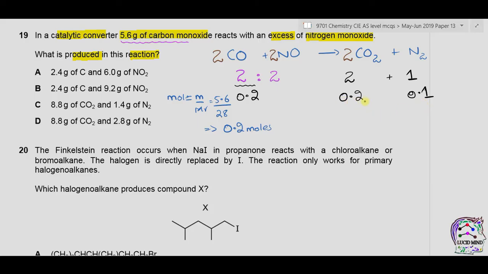Let's convert these moles back into mass. So mass is equal to moles times MR. 0.2 times the molecular mass of carbon dioxide, which is 44, comes to 8.8 grams. So it could be either C or D. Now for nitrogen, mass is equal to moles times molecular mass. Moles is 0.1 and molecular mass of N2 is 28. So it is 2.8 grams. The answer is therefore D.